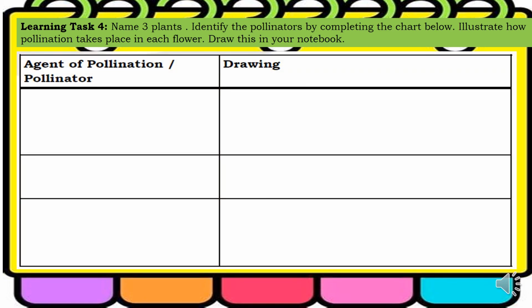This time, let us answer learning task 4. Name 3 plants and identify the pollinators by completing the chart below. Illustrate how pollination takes place in each flower. Draw this in your notebook. Okay, this time you are going to answer learning task 4.